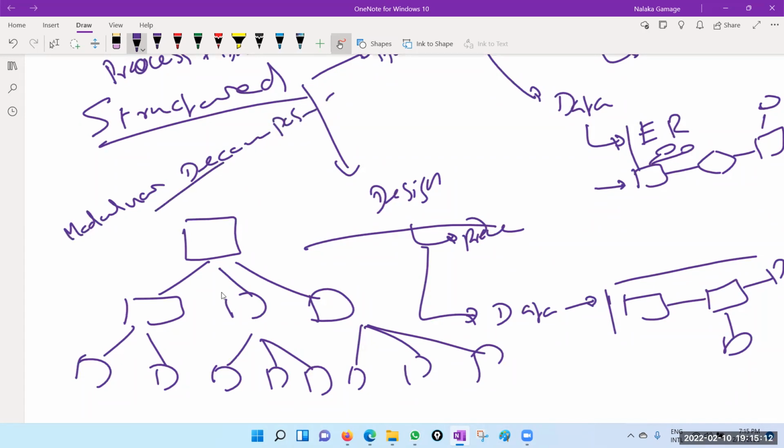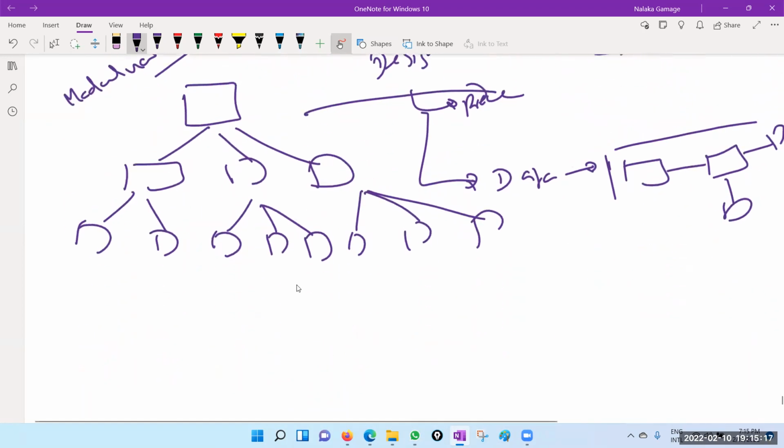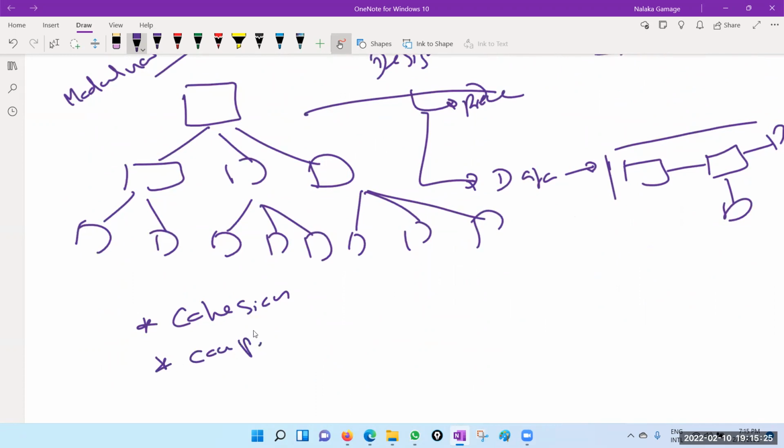There are two main concepts when it comes to identifying these modules: cohesion and coupling. I'm just giving you an overview, then I will get back to your slides. The idea is to have high cohesion, so your modules must be highly cohesive, and low coupling. Cohesion means something like sticking together.